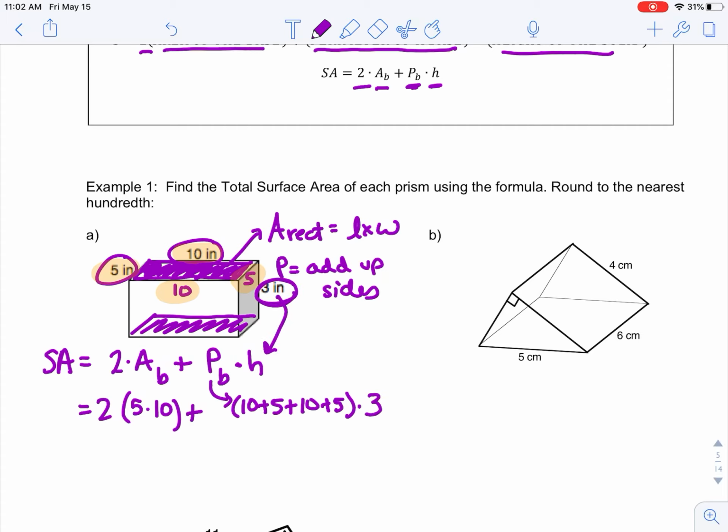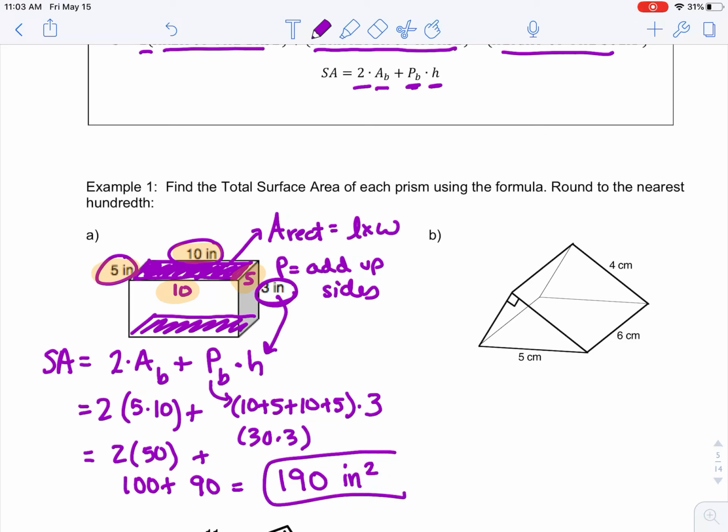So that's 3. I'm going to just work this all out, plug it in my calculator, right? So that's what, 130 times 3. So my answer should be 190. Since this is area, it's still inches squared. Okay, so it's still going to be inches squared.